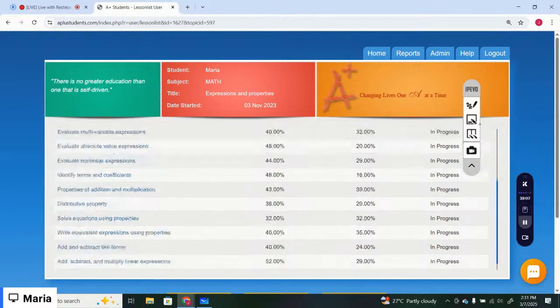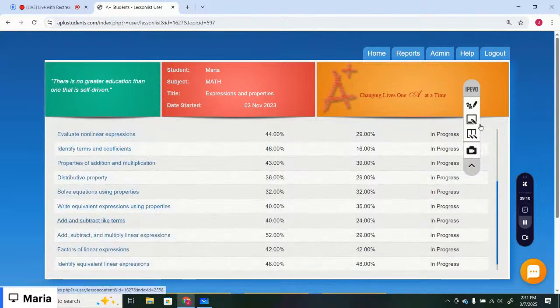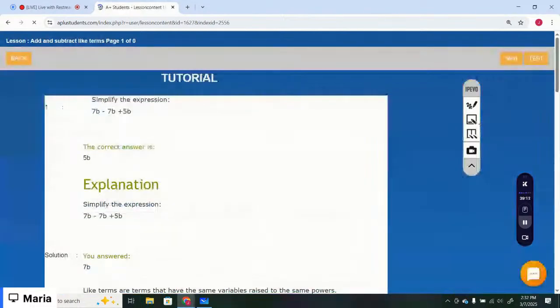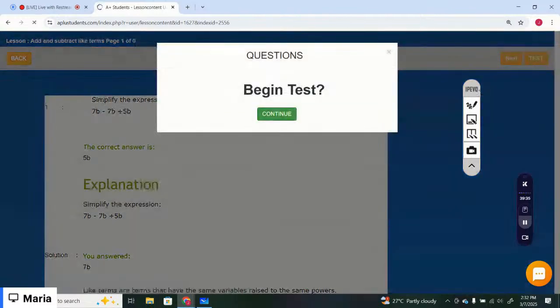The next lesson is add and subtract like terms. Like terms are the terms that have the same variable, right? For example, here you are given 7b minus 7b plus 5b. They are like terms because they have exactly the same variables. That is 5b. Let's just start with the test questions.